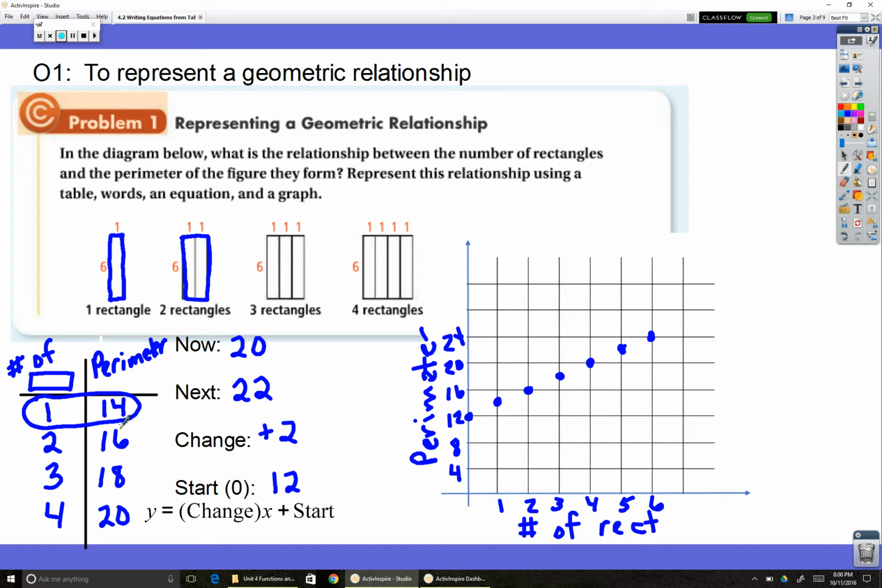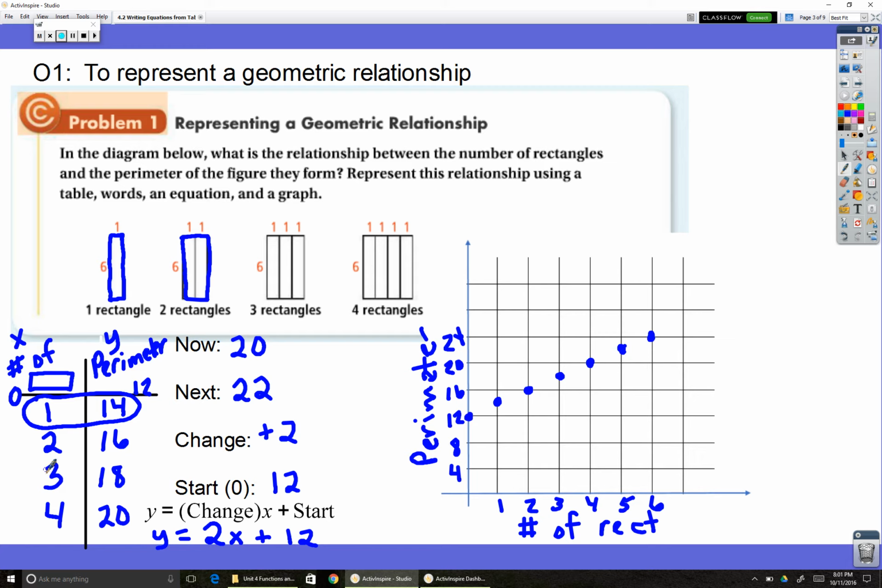And this is going to work for every column in the original table. So if we go to the second column, if we put 2 in for x, we have 2 times 2 is 4, 4 plus 12 is 16, and that's what y is when x equals 2. Similarly, for x equals 3, if we put 3 in for x, we have 2 times 3 is 6, 6 plus 12 is 18, and that's what y is when x is 3.